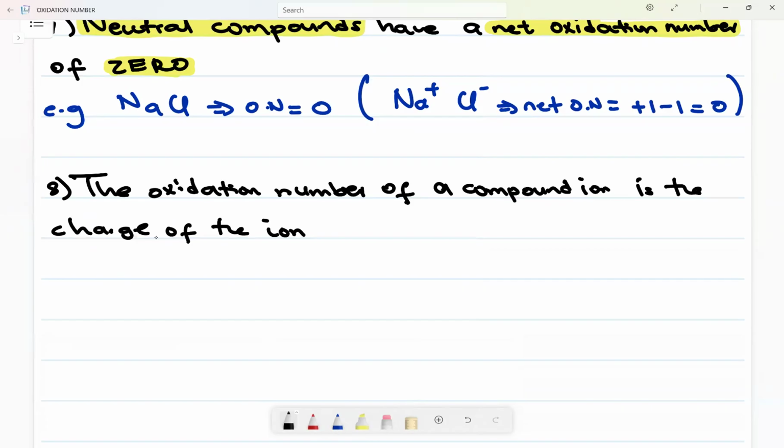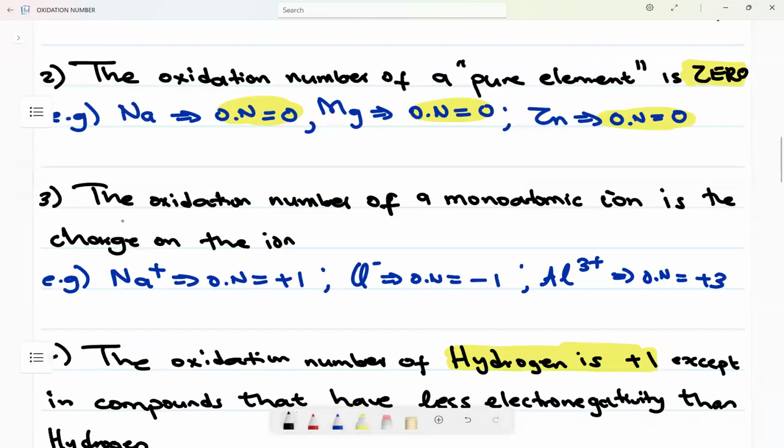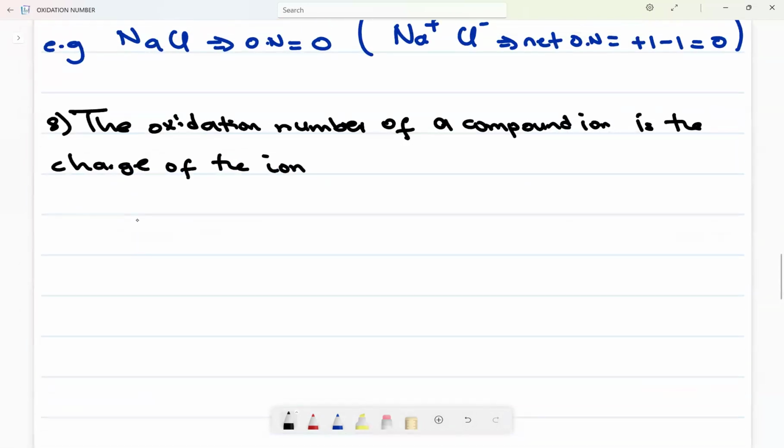And what do you mean? Remember we said the oxidation number of a monoatomic element is the charge on the ion, meaning if I had Na+, the oxidation number is just +1. But here, when I have a compound ion, I need to refer to the net charge, the ionic charge. So let's make an example.